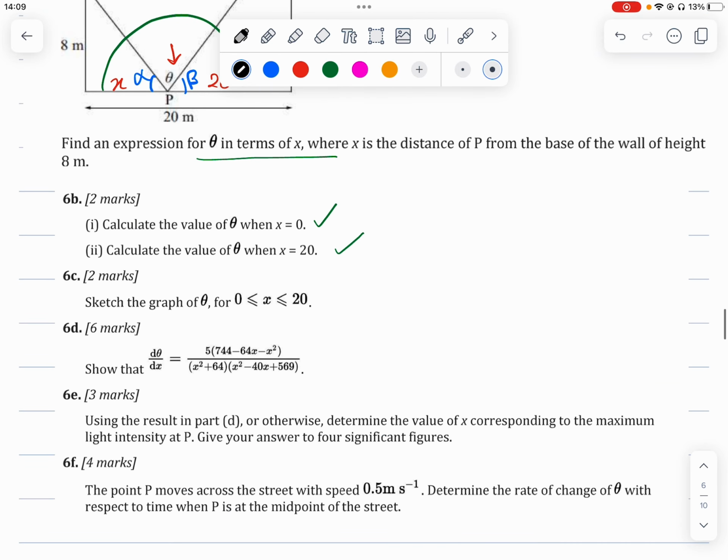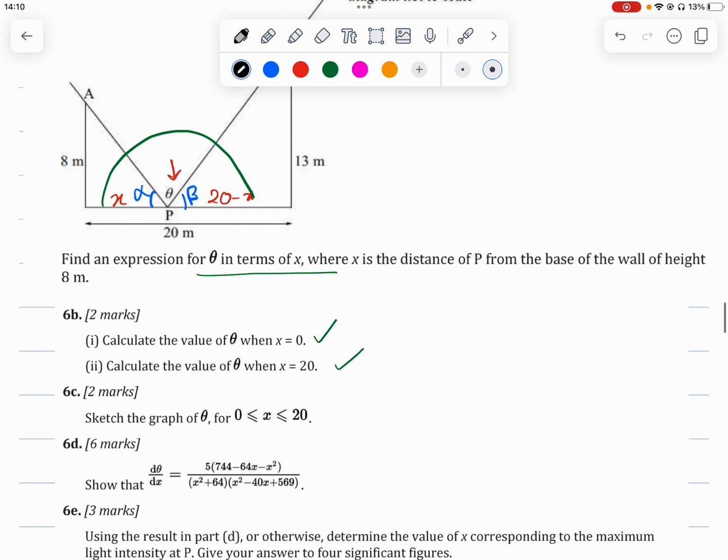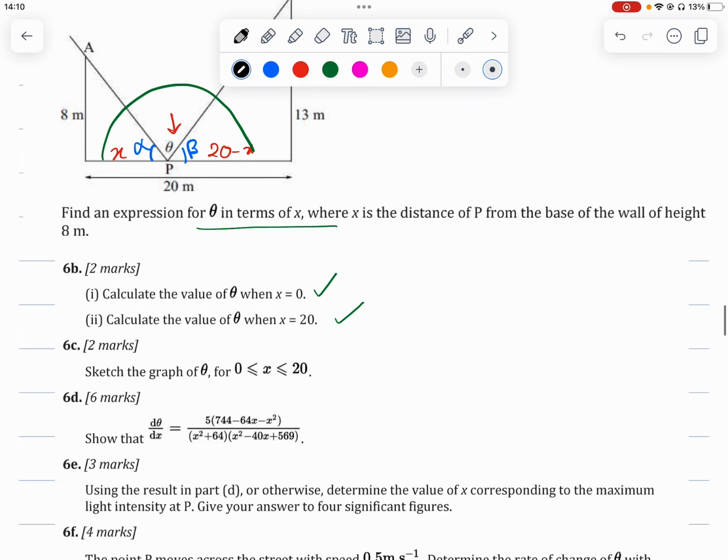Next question: sketch the graph for theta between x equals 0 to 20. So we have to draw the graph between 0 and 20. So what is happening for this graph?